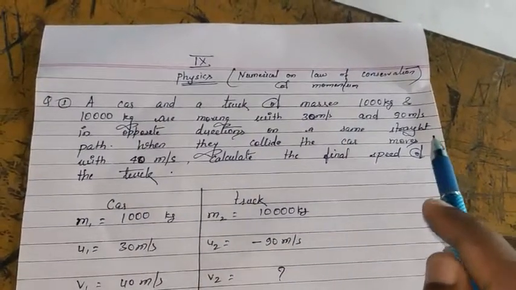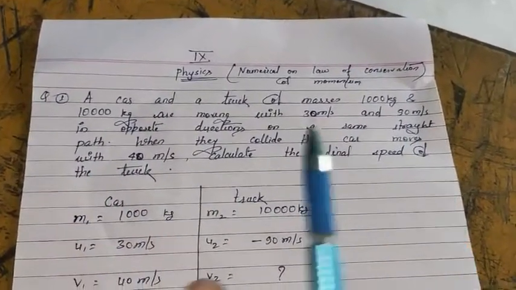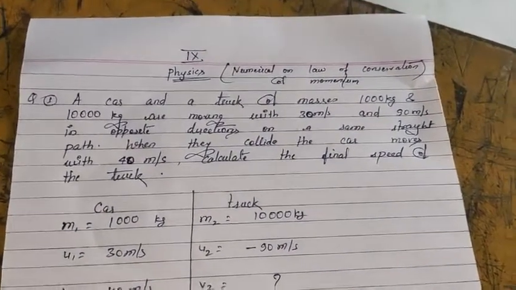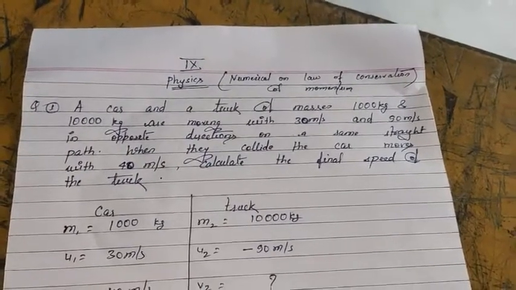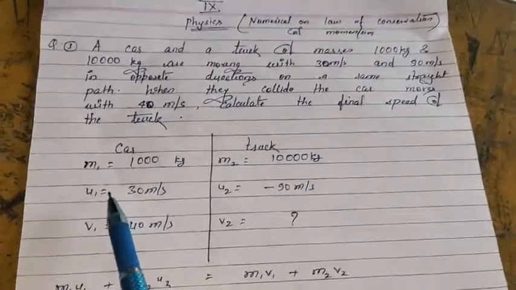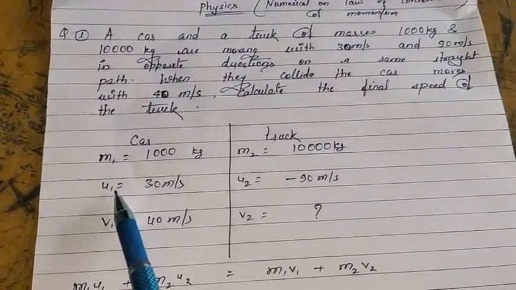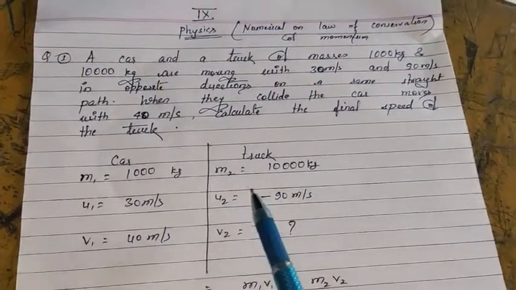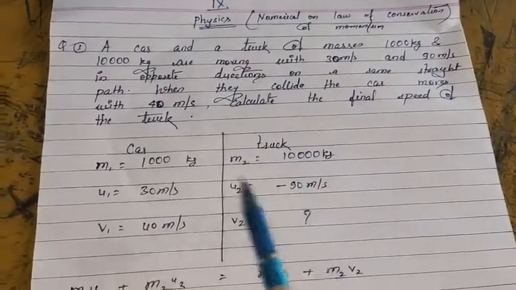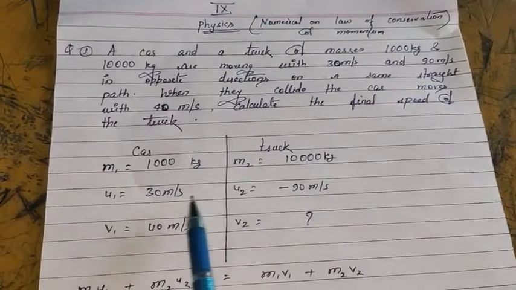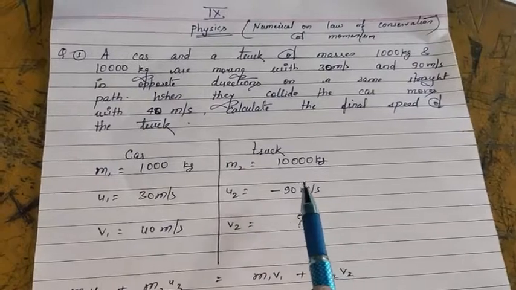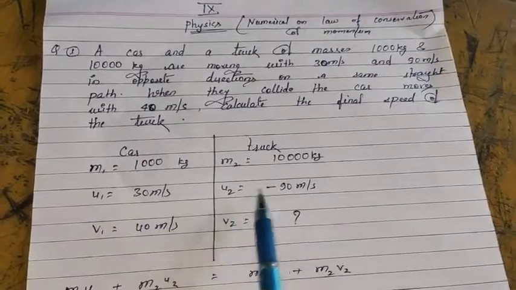So in this question there are two objects, both are moving in opposite direction. So the initial velocity of one object is, if positive, then the initial velocity of the second object must be taken negative because they are moving in opposite directions. That's why I have written here for car the initial velocity u1 is 30 meter per second and the initial velocity of the truck, that is u2, as minus 90 meter per second because both the objects are moving in opposite directions. If they were moving in same directions, then we can take both the values as positive.